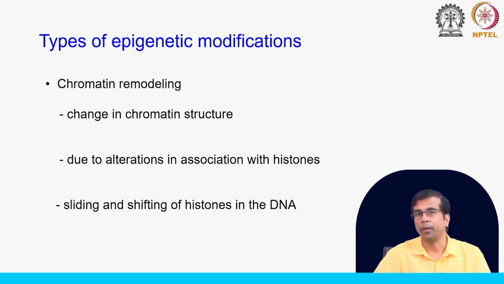This can also happen due to sliding and shifting of histones on the DNA. So, you can have association, dissociation, sliding, shifting, etc. And this is usually done by some proteins which are called chromatin remodelers. Again, without going into the details, I will not mention the names of those, but these proteins exist in all higher eukaryotic organisms, for example, in humans also.